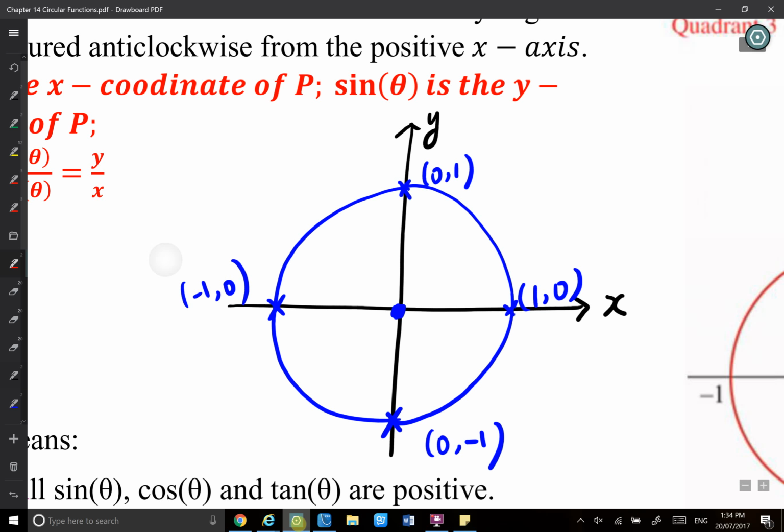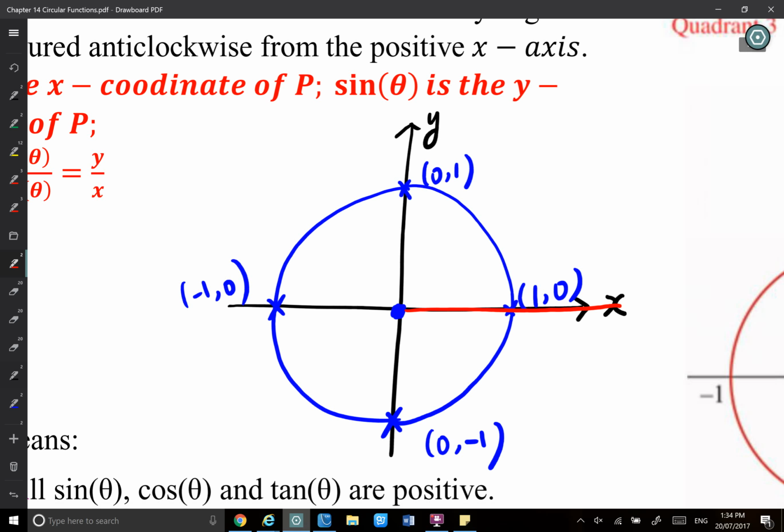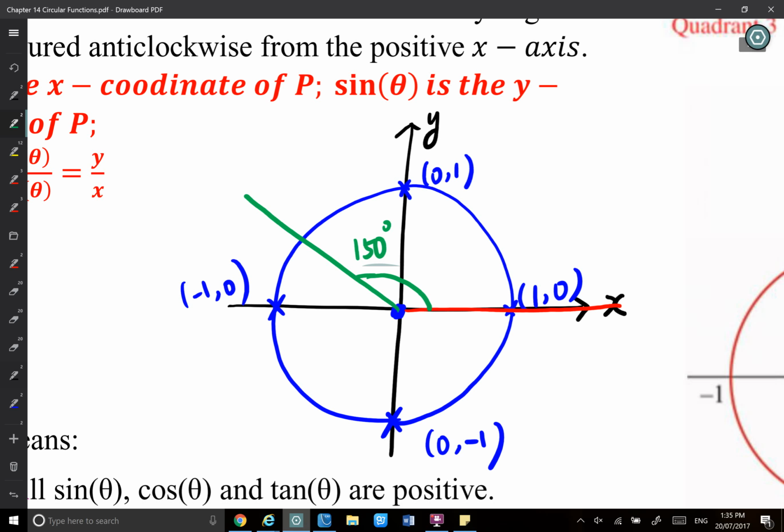To sketch a 150-degree angle, from 0, 0, this red line here is the angle at 0 degrees, where no angle is made with the positive side of the x-axis. Now I want you to sketch 150 degrees. You turn 150 degrees to that side, and the angle will be about here. On the Cartesian plane, this angle is 150 degrees.